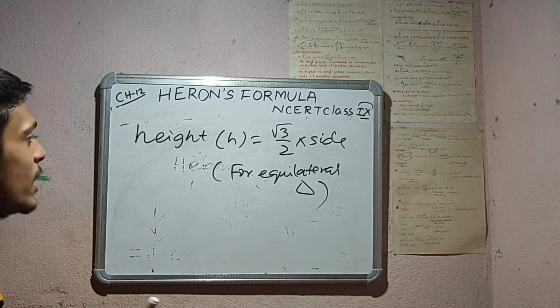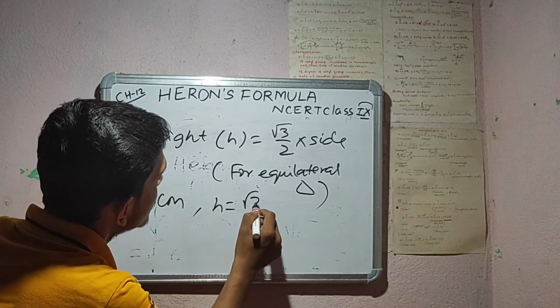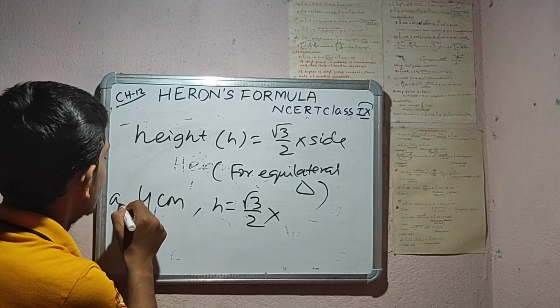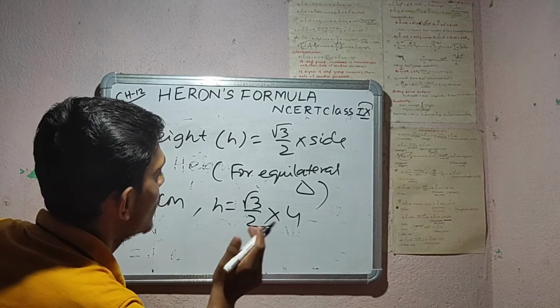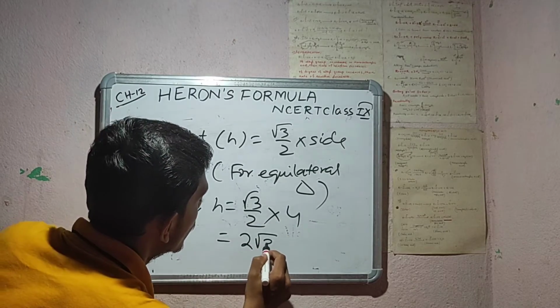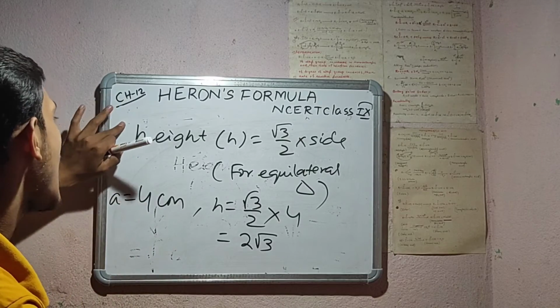Okay. So if the side is 4 centimeter, then height is how much? That is root 3 upon 2 multiplied with 4. That is 2 root 3. Okay. So in this way you can find the height.